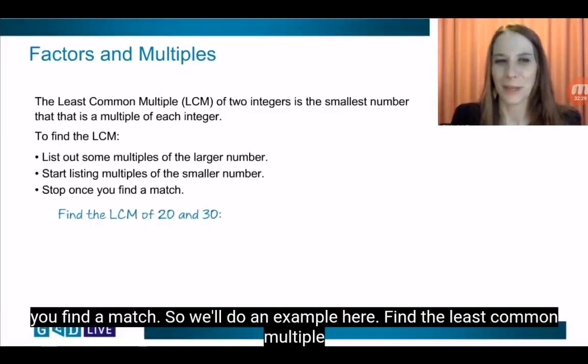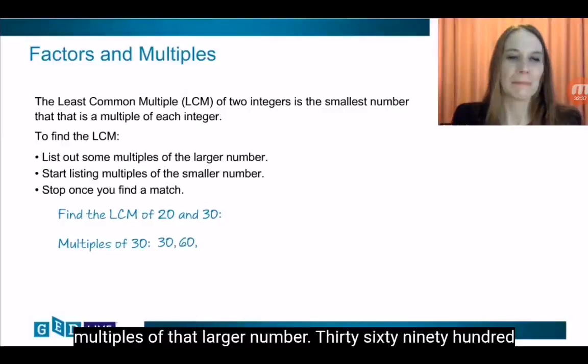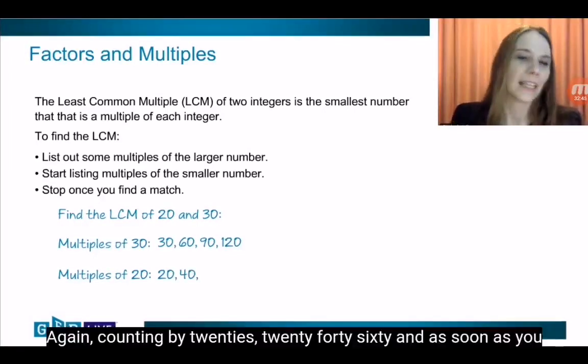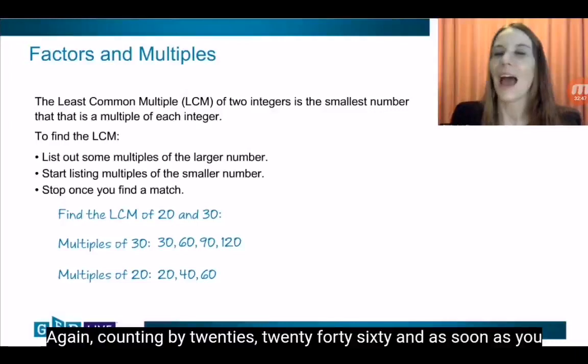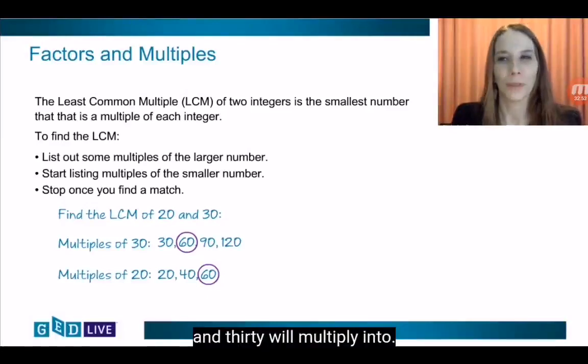So we'll do an example here. Find the least common multiple, or the LCM, of 20 and 30. So start by listing out a few multiples of that larger number, 30, 60, 90, 120, and then start by listing out some multiples of that smaller number. Again, counting by 20s, 20, 40, 60. And as soon as you find a match, you're done. That is the smallest number that both 20 and 30 will multiply into.